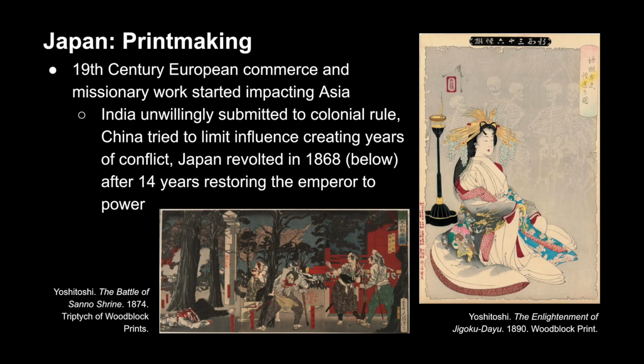In the 19th century, European commerce and missionary work started to impact Asia. Different regions responded to this influence in different ways. India submitted both willingly and unwillingly to the colonial rule of the British. China tried to strongly resist the influence of the West, but this actually led to a lot of conflict even into the 20th century. Japan fell to Commodore Perry in 1854, but they restored rule to the emperor in 1868. This print shown below illustrates some of the bloody revolt that actually restored the emperor to power. The print to the right, made by the same artist, actually shows how his work evolved after the revolt.